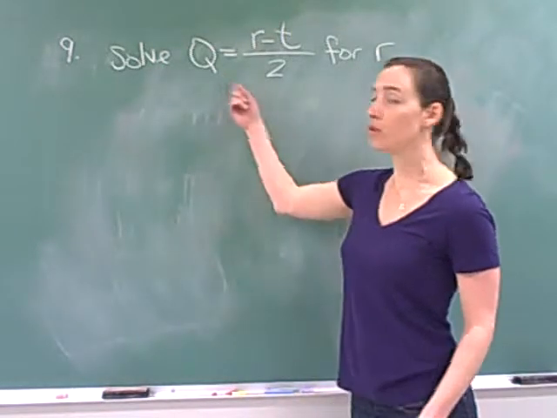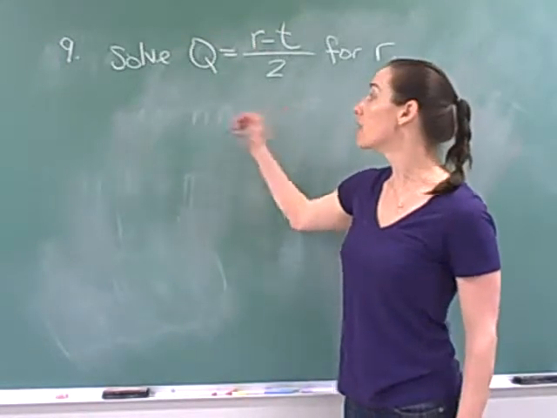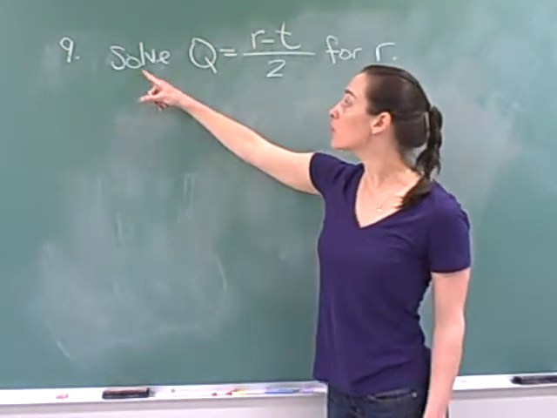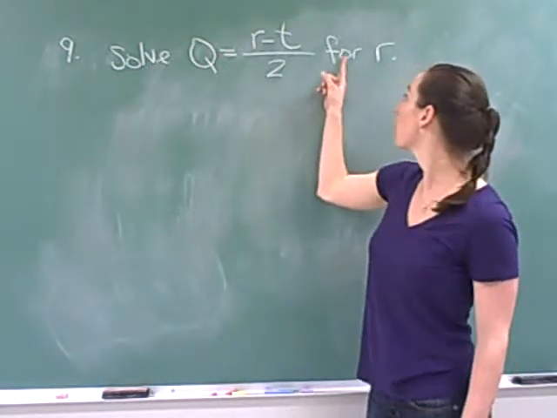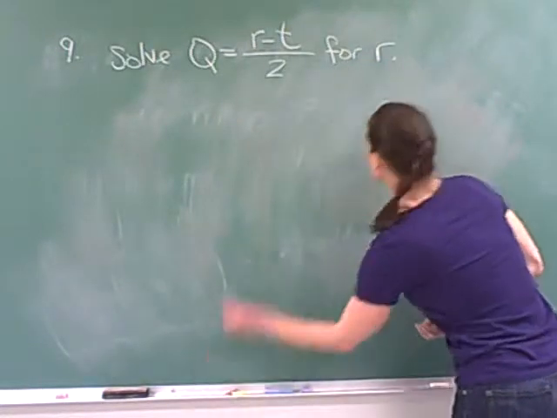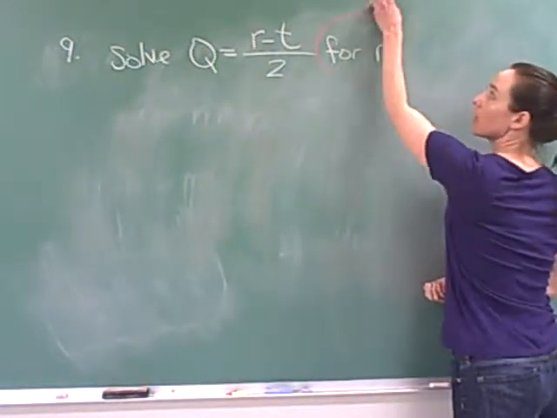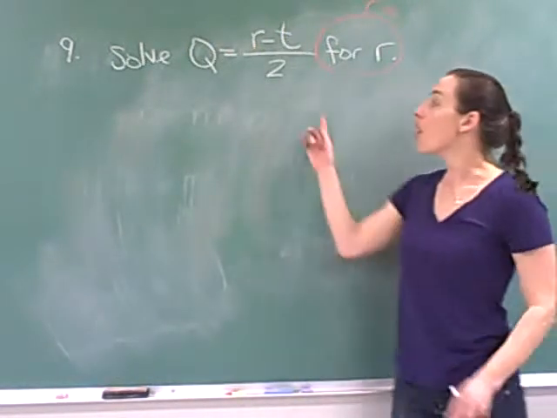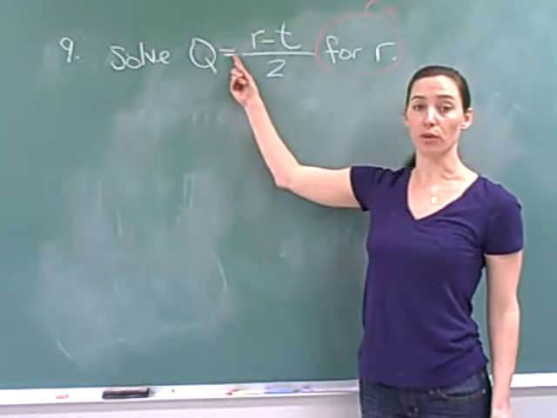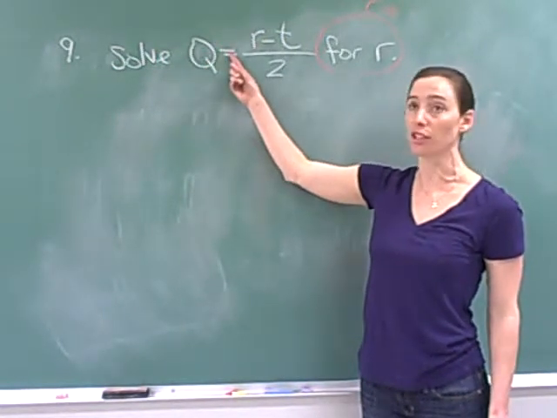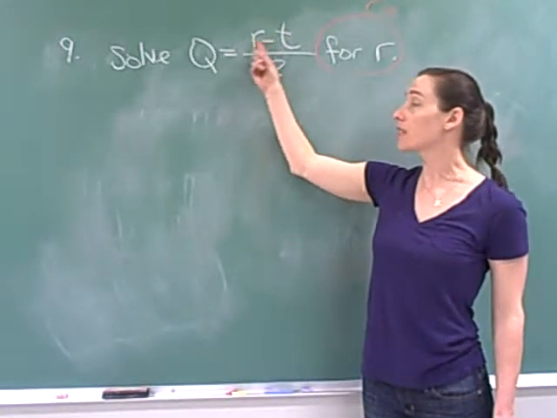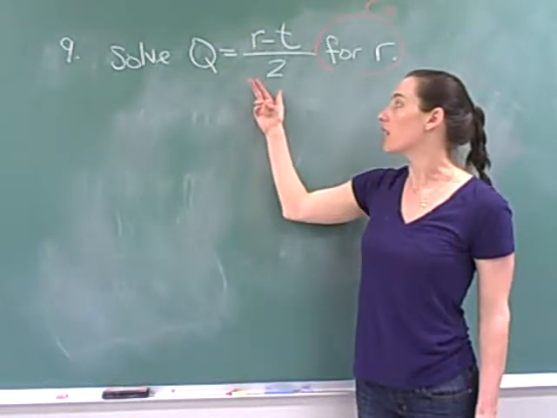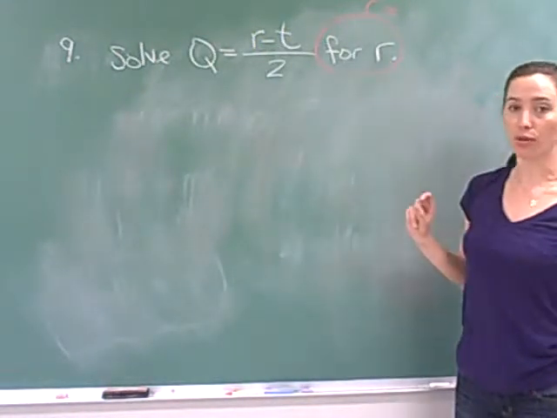Let's take a look at another formula that we're being asked to rearrange. This is number 9 from our class notes today. In number 9, we're asked to solve this formula for R. So this right here, this R part, that's telling me I want to rearrange this formula to make it say R equals. Right now the formula is telling me what Q equals. It's telling me that Q is equivalent to the quantity R minus T, all divided by the number 2. So we're going to rearrange things to figure out what R is equivalent to.